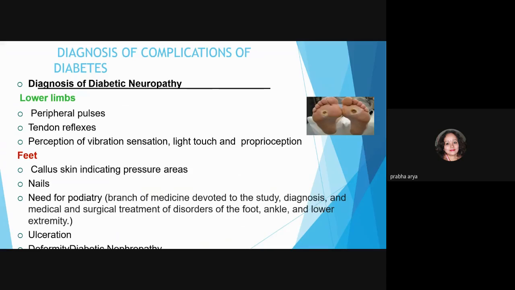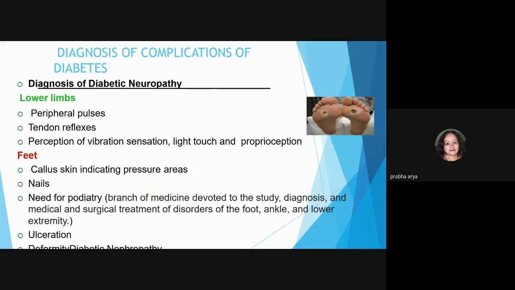Diagnosis of complications of diabetes. If the diabetic condition is severe, there can be other symptoms in the lower limbs, like altered peripheral pulses and tendon reflexes, and reduced sensitivity to vibration, light touch, or proprioception, while the feet will have callus development, nails will be deformed, and they need podiatry, and they have ulcers and deformity. There is also nephropathy, or urine related disorders.